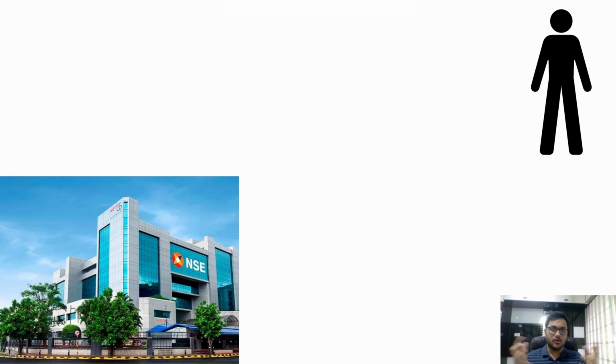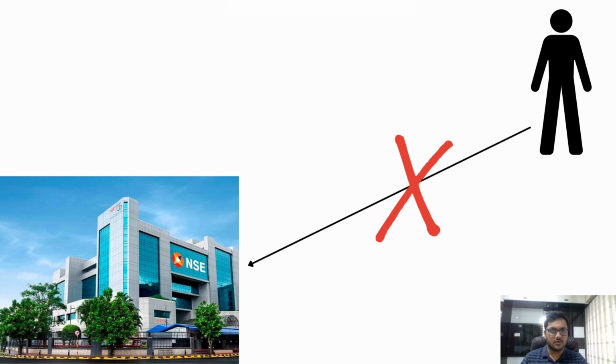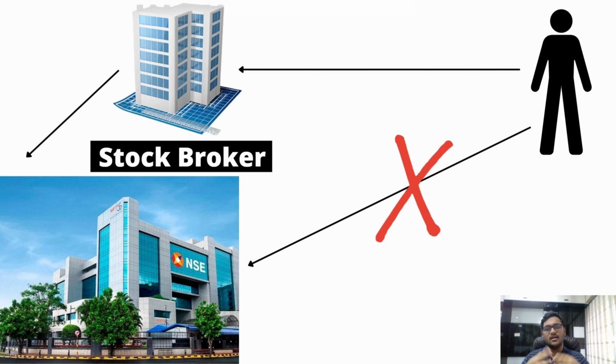So in the last video, you understood that whenever you want to buy or sell shares, it happens through the secondary market, that is the National Stock Exchange and Bombay Stock Exchange. But you cannot buy shares directly from these stock exchanges, that is NSE and BSE, right? You need someone called a stockbroker in between. A stockbroker you can understand like a mediator, acting between you and the stock exchanges.